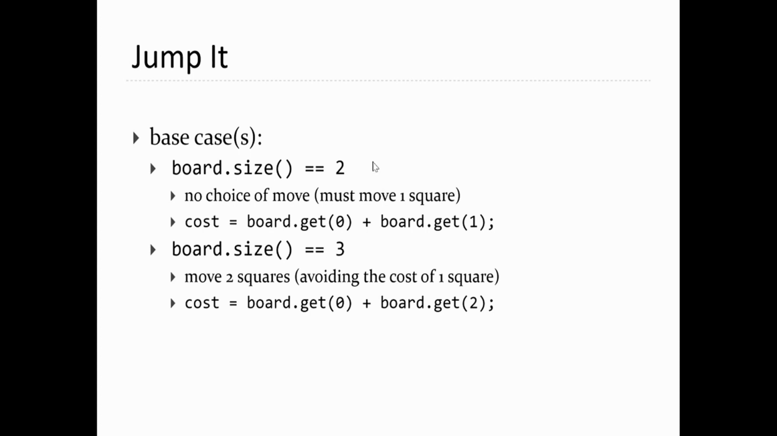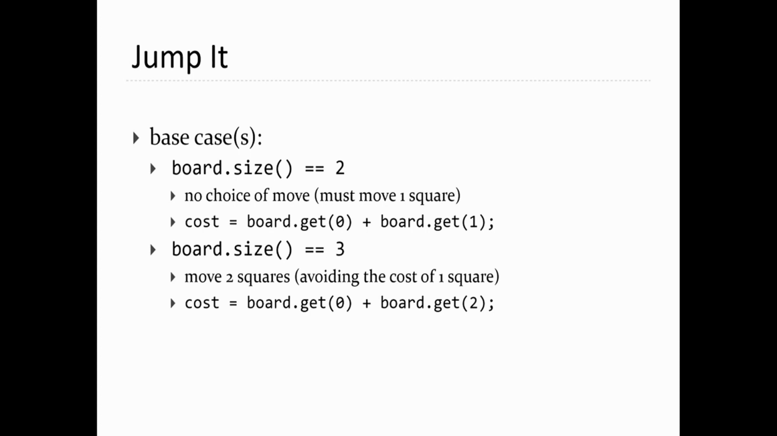So let's sketch out some small versions of the problem. You know that this board size can be 2 or bigger. If you start out with this board of size 2, your solution is obvious. You have no choice. You have to take that step. So if your board size is 2, there's no choice to move. You must move 1 square. Your cost is just equal to the cost of the square that you're on plus the cost of the square that you're going to. And remember, we're just going to store these in a list.